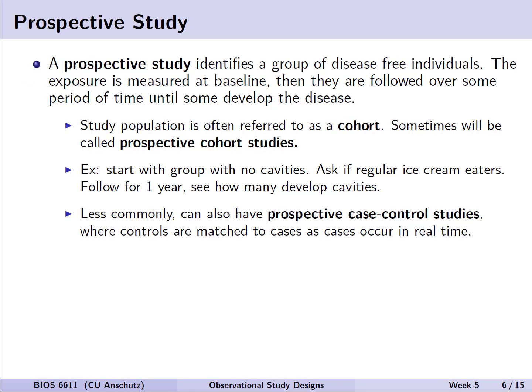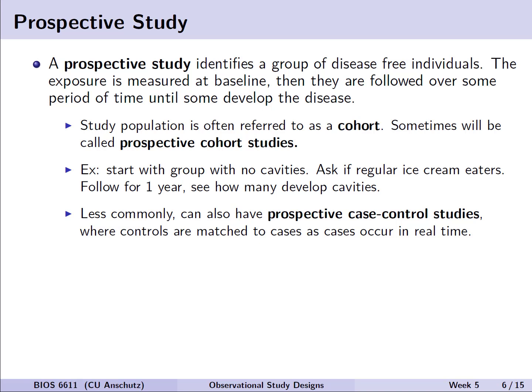So let's start with the prospective study. In this type of observational study design, we identify a group of disease-free individuals at what we might call our baseline. We'll then measure any exposures at baseline and follow these individuals over some period of time to see if the disease develops or not. Oftentimes, the study population of interest is referred to as a cohort, and sometimes even more specifically, we'll call this a prospective cohort study to identify that we're starting at baseline with disease-free individuals, measuring their exposure, and then following them up to track disease status.